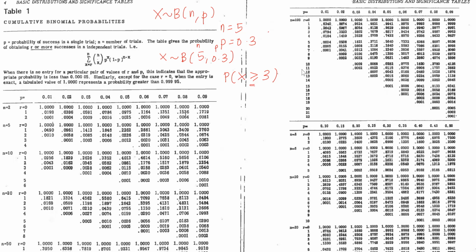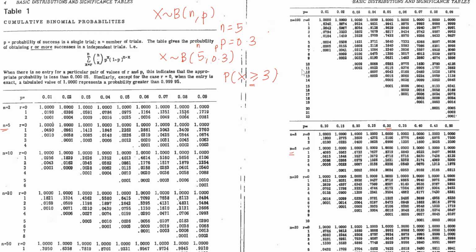If you look at this table, for P we have 0.01, 0.02 up to 0.09, and we have the values of n from 2 and 5 up to n equal to 100. Now we want to look for n equal to 5, so this is your n equal to 5, and your P is equal to 0.3. Here we don't have 0.3, but over here we have 0.1, 0.15, 0.2, 0.25 and 0.3. So we have n equal to 5 and P equal to 0.3.